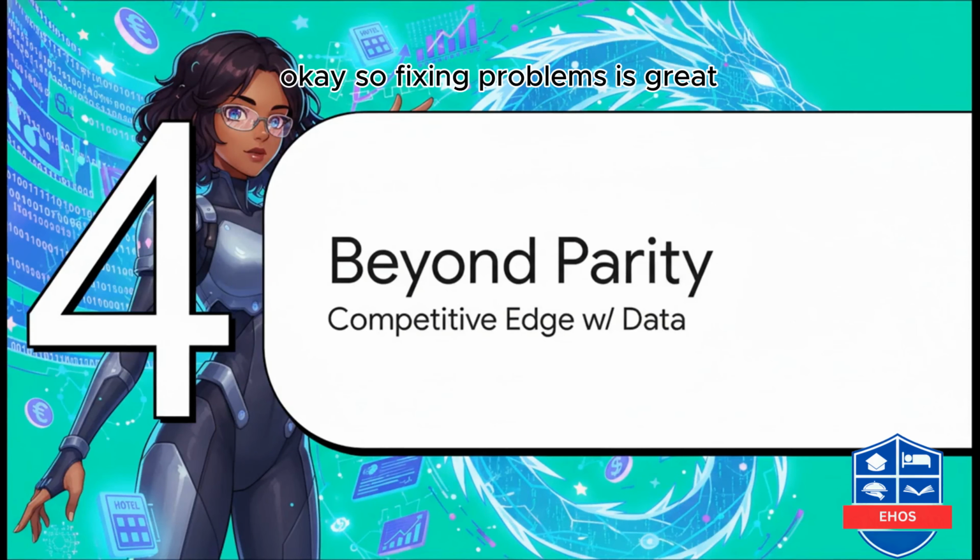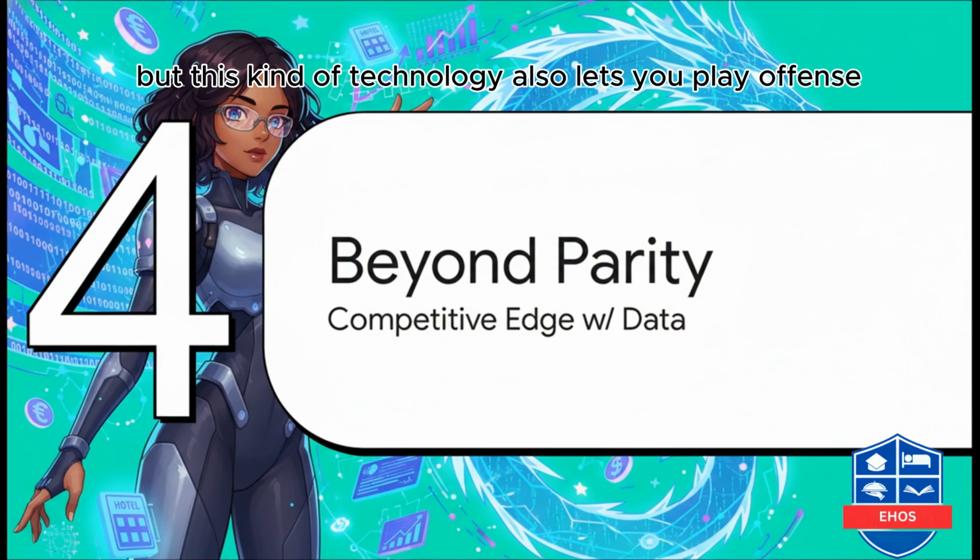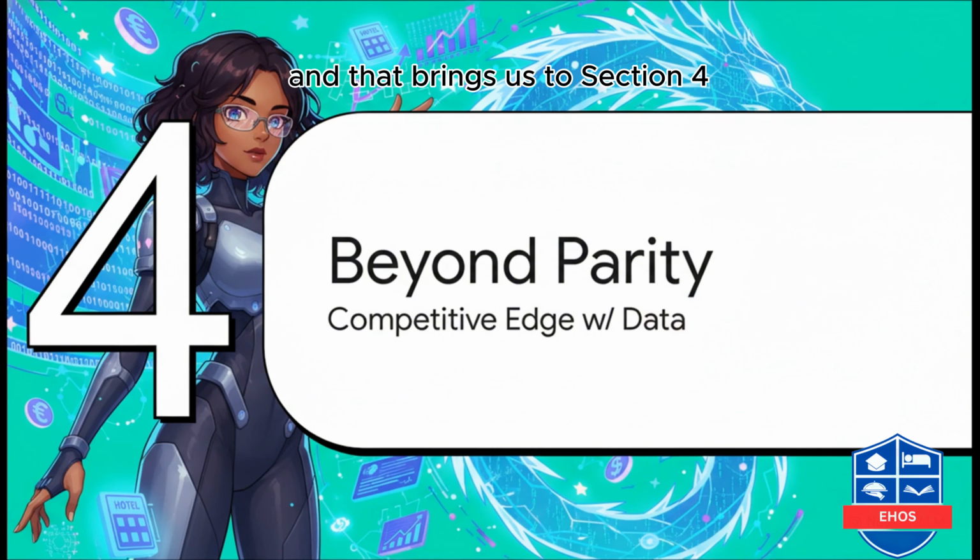Okay, so fixing problems is great. That's defense. But this kind of technology also lets you play offense. And that brings us to Section 4, moving beyond parity. This is where we stop just plugging leaks and start using data to get a serious competitive edge.